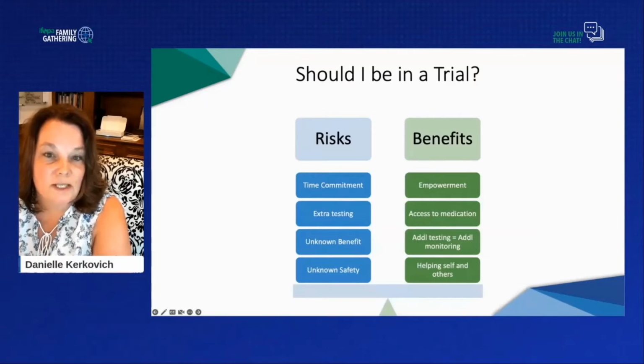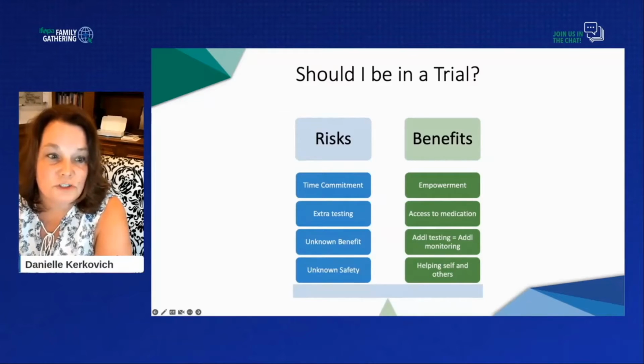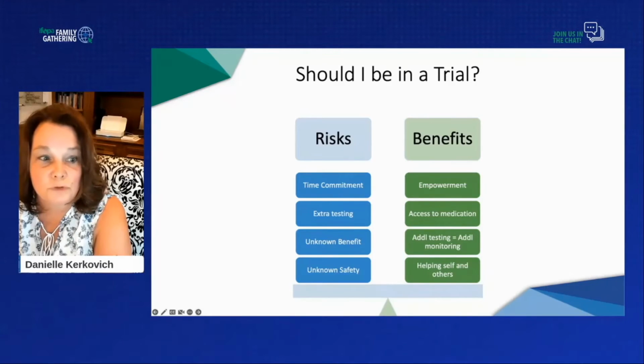Should I be in a trial? This is a really important question to be asking yourselves. There's a lot to think about and to discuss with your family, friends, and physician when considering participating in a trial. It's a time commitment that can exclude you from participating in other trials. You cannot be in more than one trial at once. There may be extra testing like blood draws or whole body CT scans.